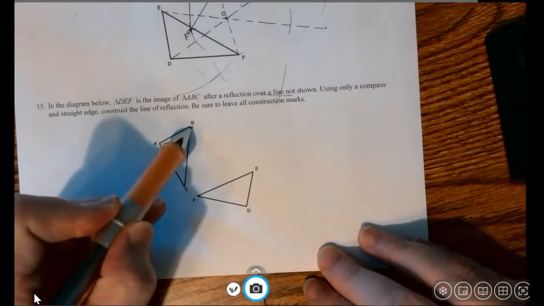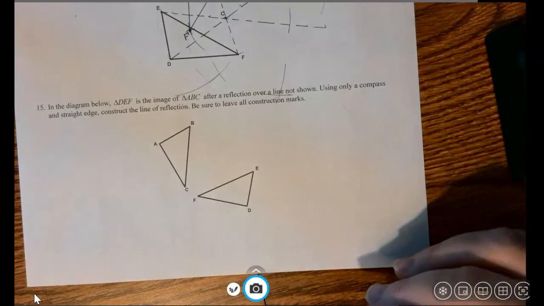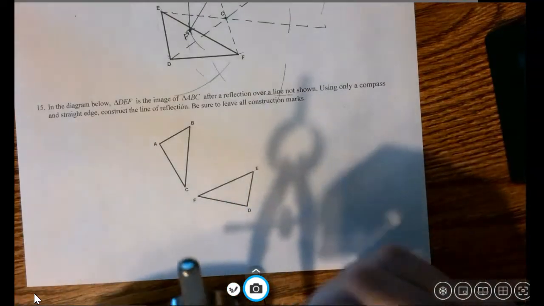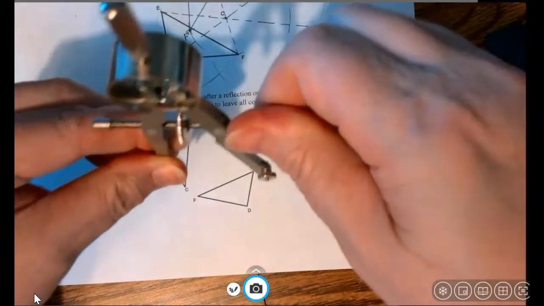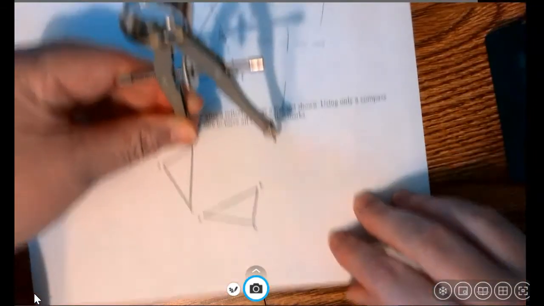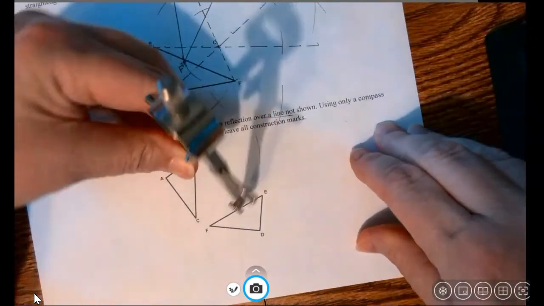So I'm going to go ahead and do the perpendicular bisector of BE. Again, I don't need to draw that segment in to create the perpendicular bisector. If it helps you to draw it in, feel free to do that. But I just need to open up the compass more than halfway, and then draw an arc here and here.